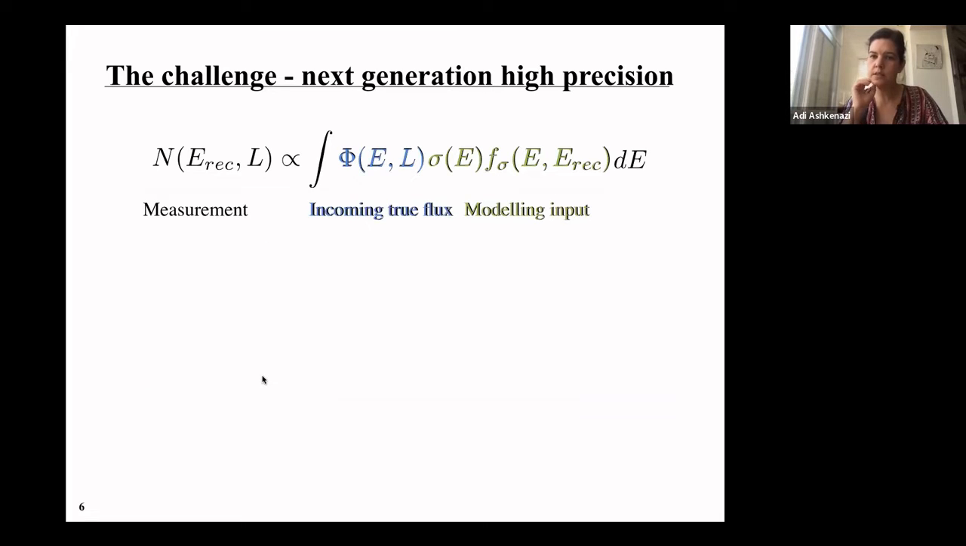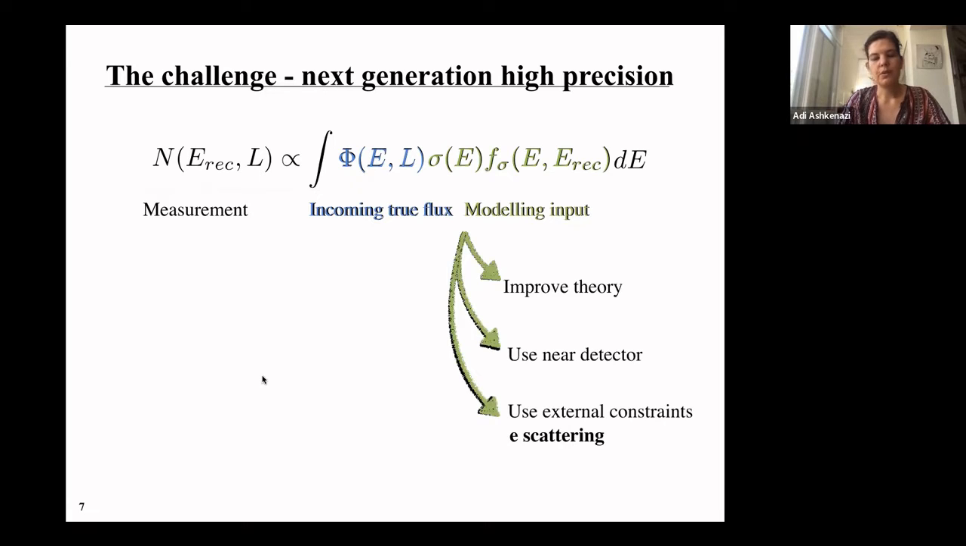So if I can summarize this, I think Sasha also used this in his talk yesterday. We're measuring the number of events in our experiments, but this is actually a convolution of the true incoming flux, which we want to measure, and the modeling input, the cross-section, and the smearing or transfer matrix between reconstructed and true energy. There are many ways to deal with it. We can improve theory, we can use new detectors, and what we're doing specifically in our project is to use electron scattering as external constraints.